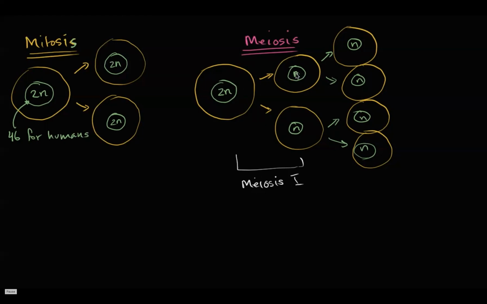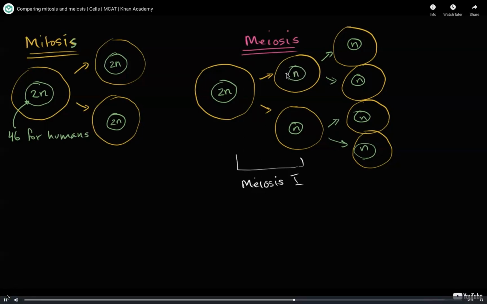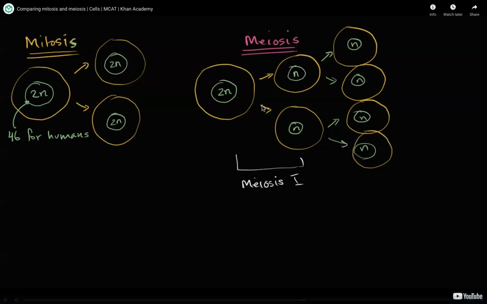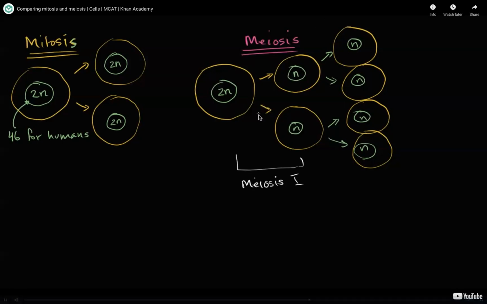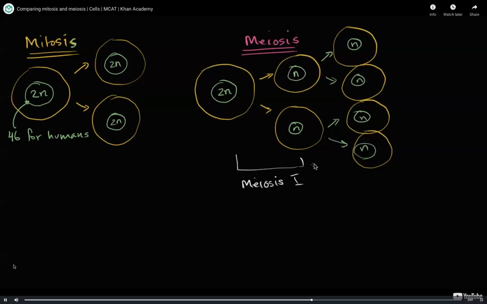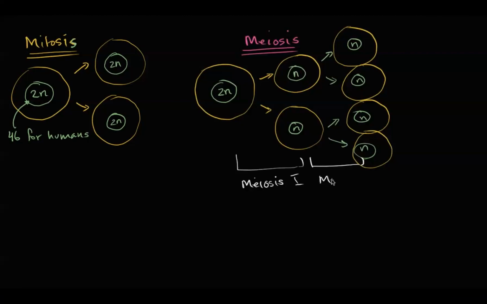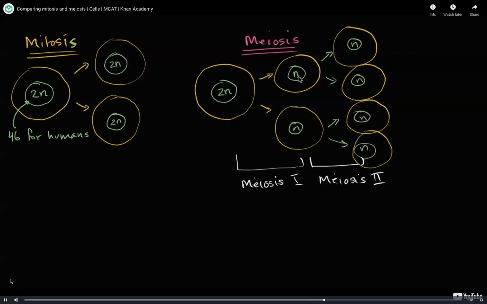And so this one might get some of the ones that you originally got from your father, and some of the ones that you originally got from your mother. They split randomly, but each homologous pair gets split up. And then this phase right over here is called Meiosis II. It's very similar to mitosis, except you're now dealing with cells that start off with the haploid number.